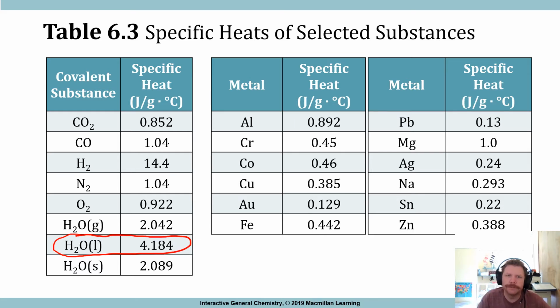Now notice, to change the temperature of solid water, it requires less heat. So going from solid water at 10 degrees to 12 degrees or something like that, less heat has to be applied. But these are some of the different values that we'll see. They are highly variable. One thing I'd like you to recognize is that liquid water has a particularly high specific heat at 4.184. If you look at the rest of them, with the exception of H2, most of them are less than 1.